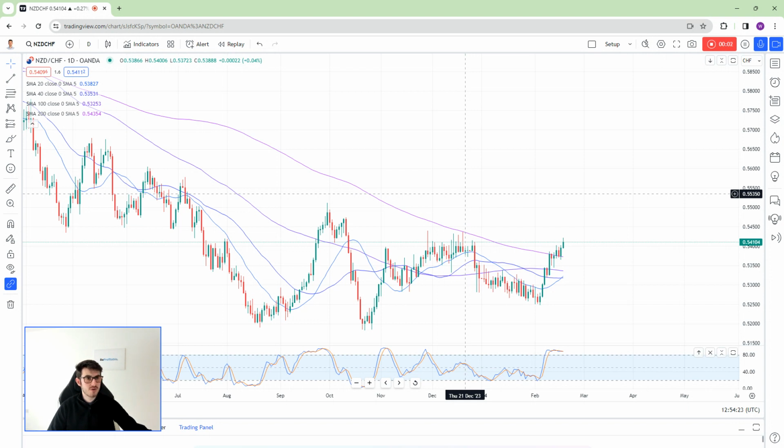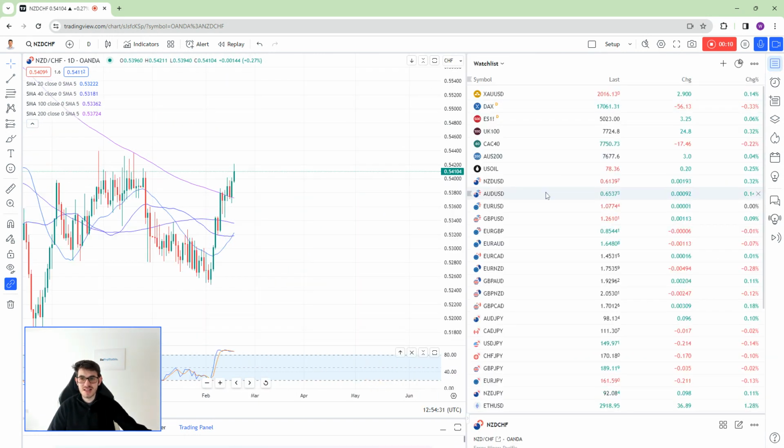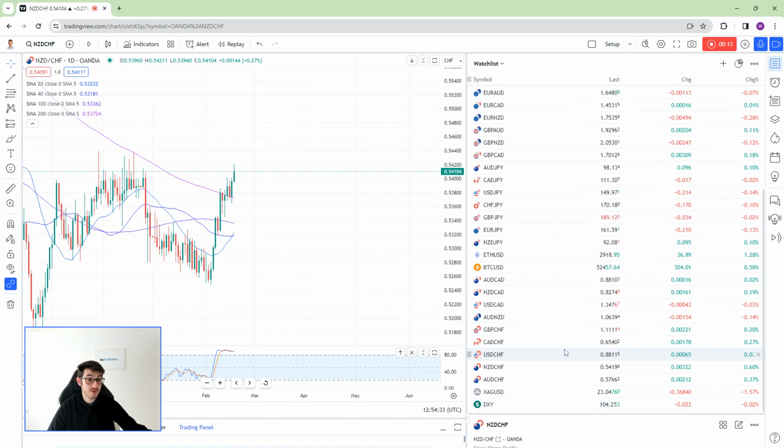Just thought I'd shoot one on New Zealand dollar against the Swiss franc, CHF. The reason why is simple. It's one of the only things that is moving on Monday before we go further into the week.